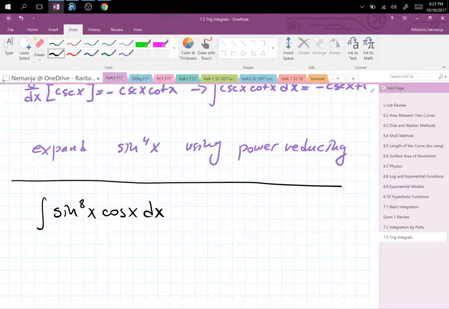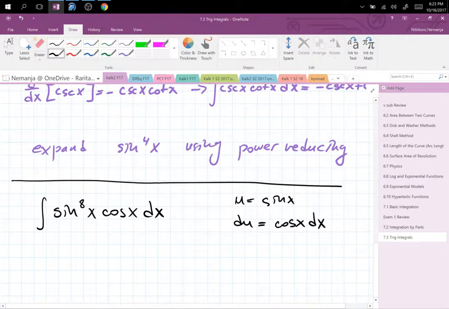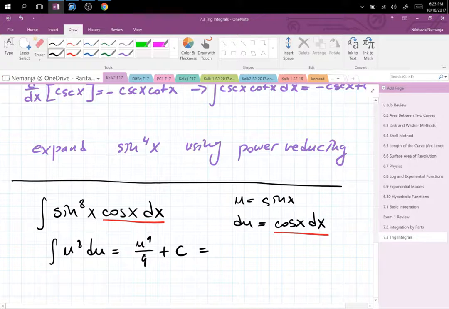U sub. Very good. So this is a trig integral because you have trig functions only. We are using basic u sub, where u is equal to sine x. Very good. du equals cosine x dx. I'm going to underline cosine x dx. So now we see that this becomes u to the 8 du, which is u to the 9 over 9 plus c. Now the sentence, right? I don't care about u, I care about x, which means go back to the x variable. We have 1 over 9 sine to the 9 x plus c. And the problem is solved.